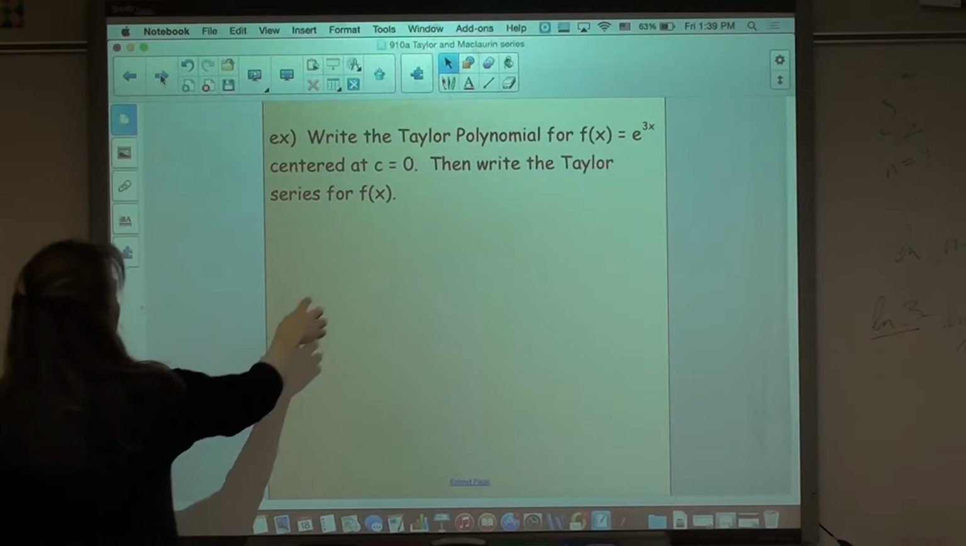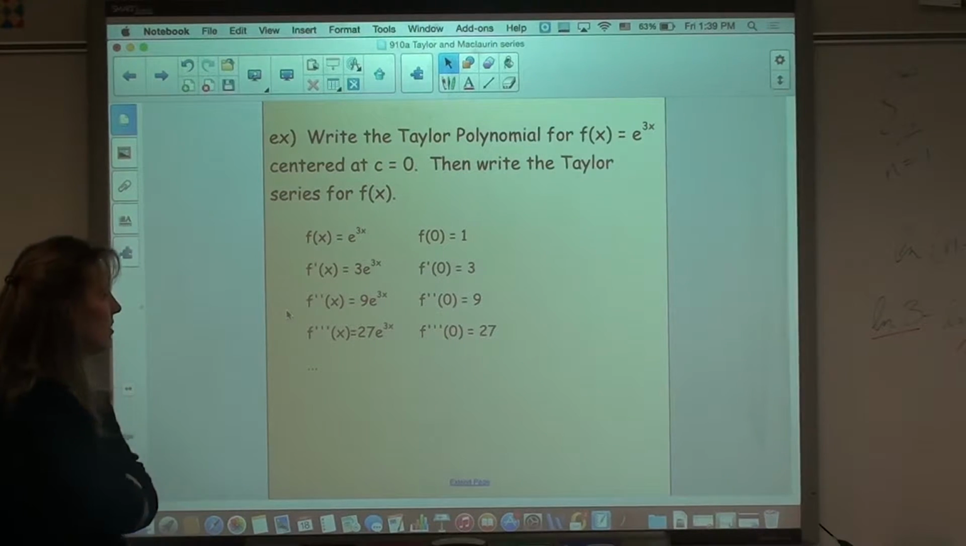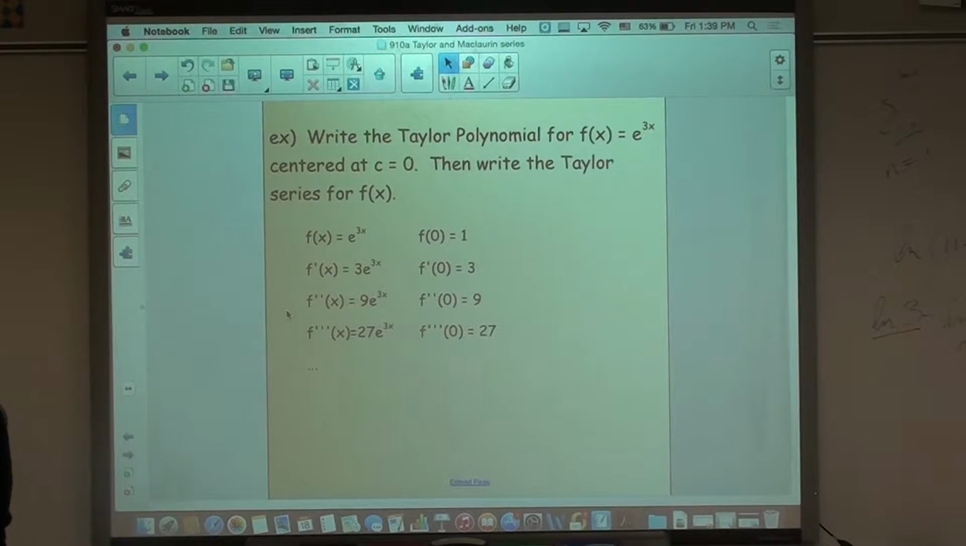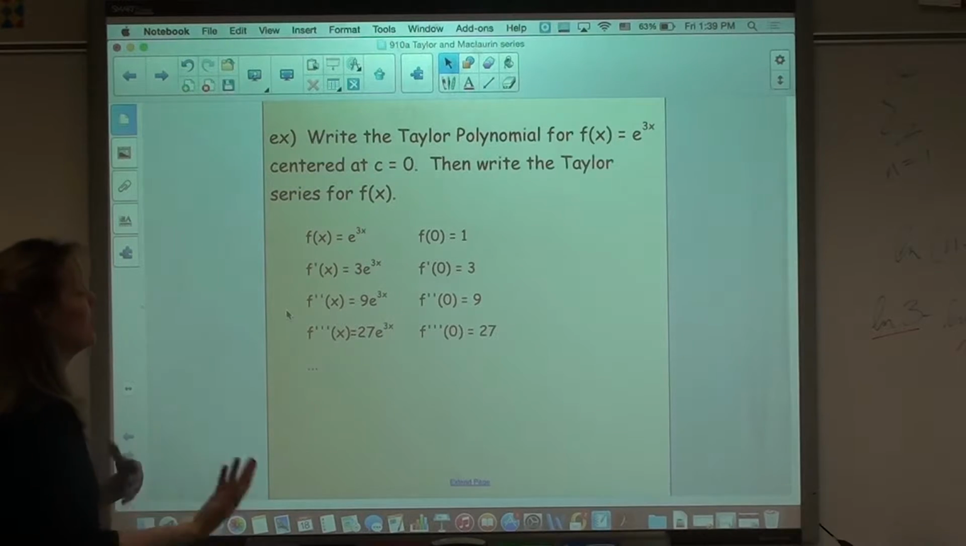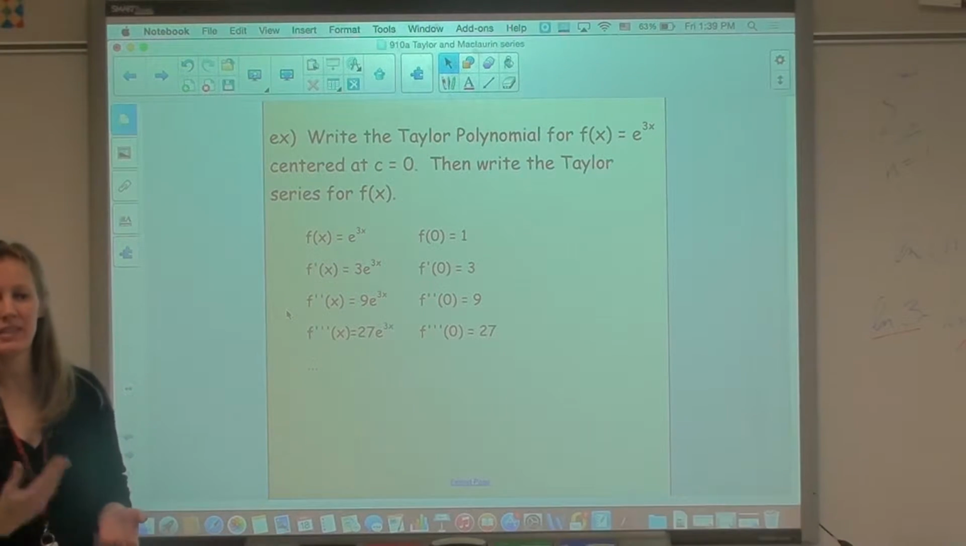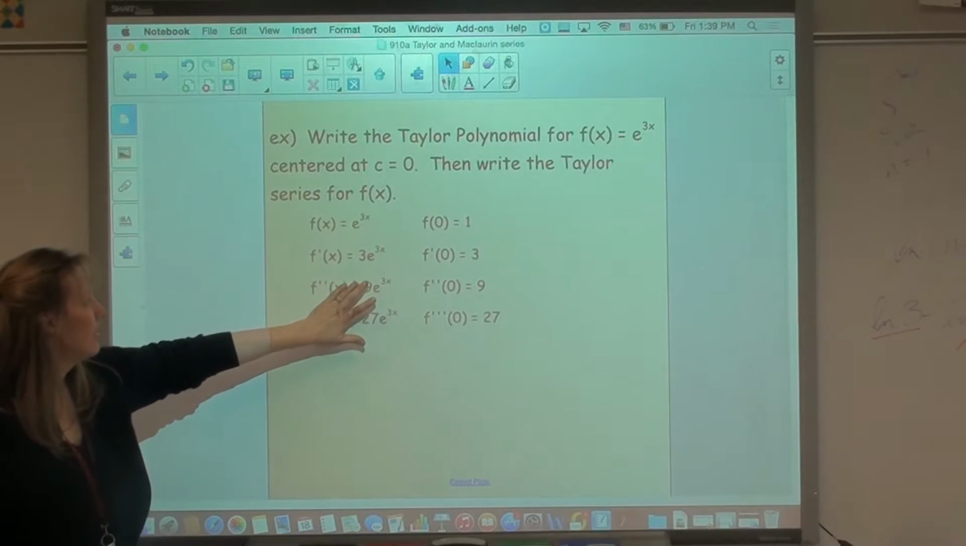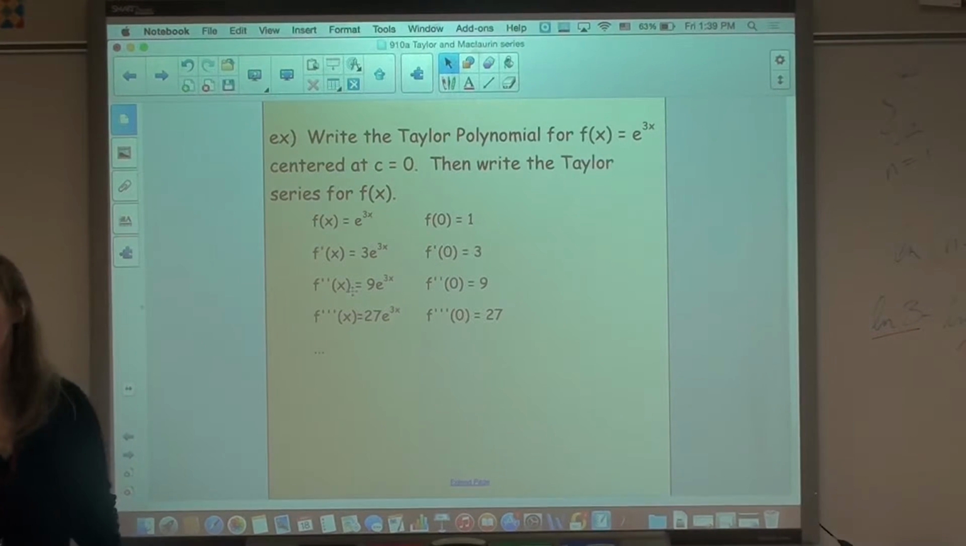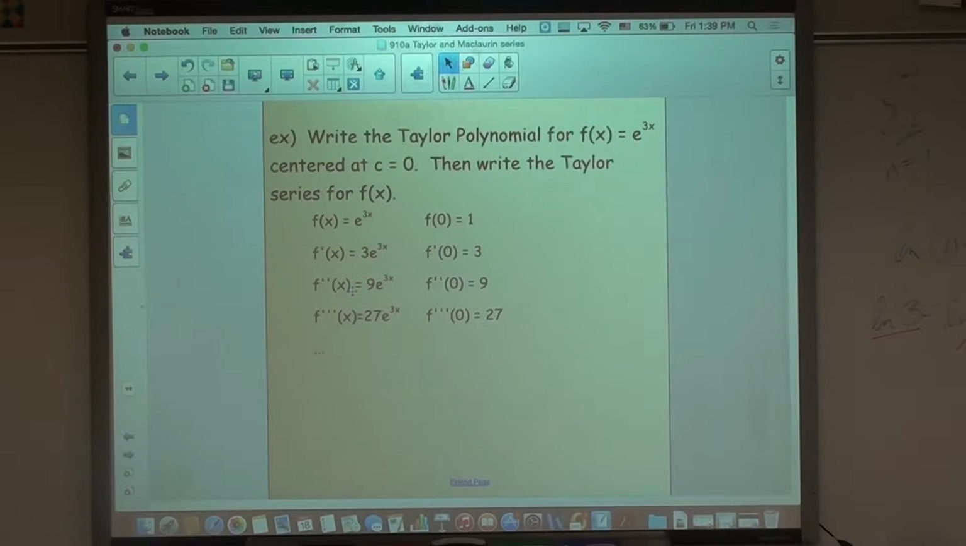I think everyone here has got the first few derivatives. Remember, you want the derivative evaluated at c, right? So you gotta plug the zeros in. Remember when we write Taylor polynomials? The first thing you've gotta do is find those first few derivatives and plug in the c's, right? Once you've got that, now you can write your polynomial.